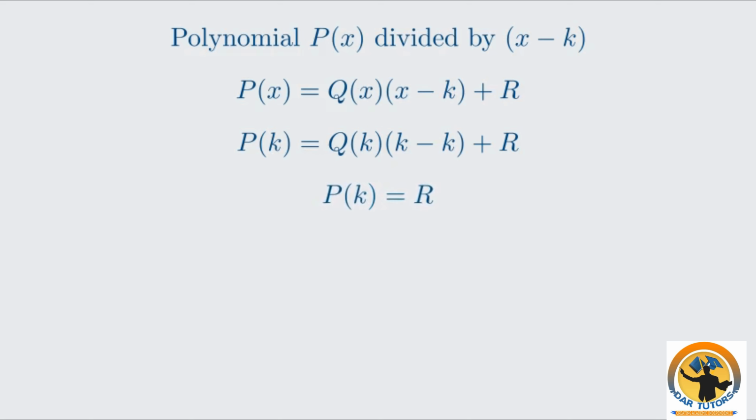It states that when a polynomial p of x is divided by x minus k, the remainder is simply p of k. In other words, to find the remainder, you just need to evaluate the polynomial at x equals k. Let's summarize the key idea: p of k equals r. Let's work through an example to see the remainder theorem in action. This will help solidify your understanding.